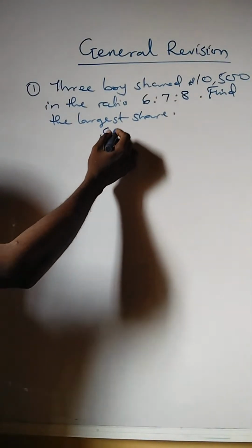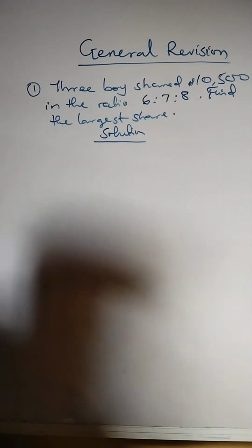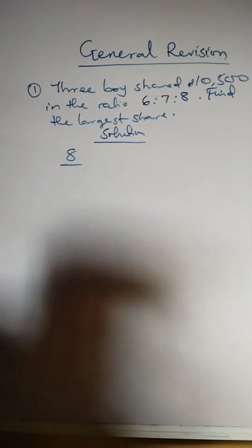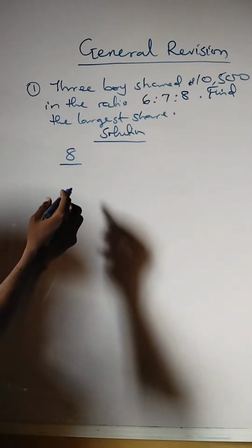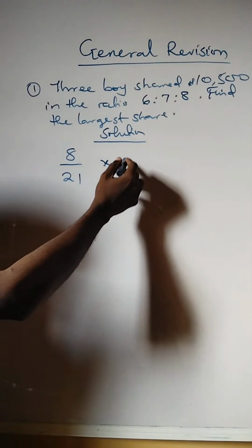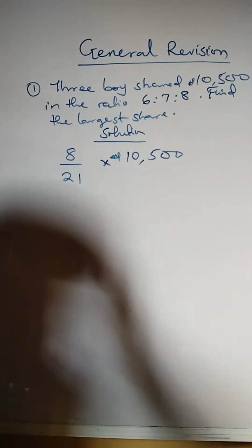So this question is on ratio and proportion. When we calculate the largest share here, that will be the portion with the highest ratio, which is 8, divided by the total ratio. 6 plus 7 is 13, and 13 plus 8 is 21. So 8 over 21 times 10,500 naira. This is the largest share.